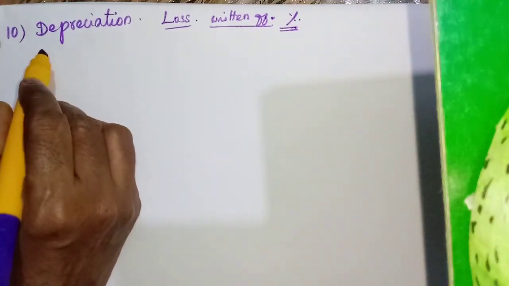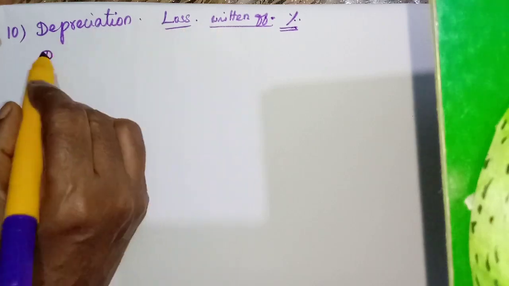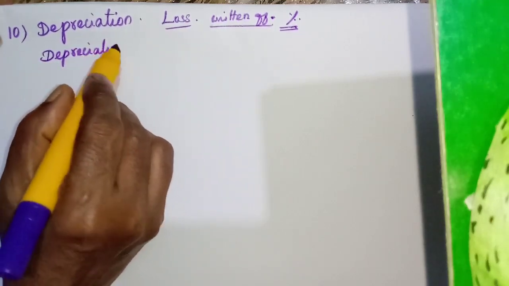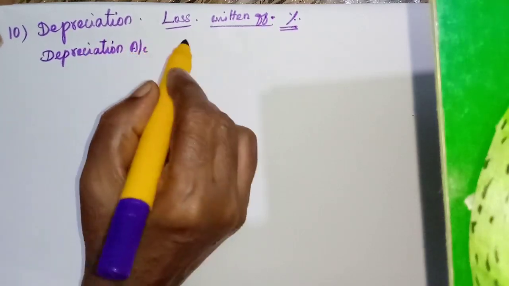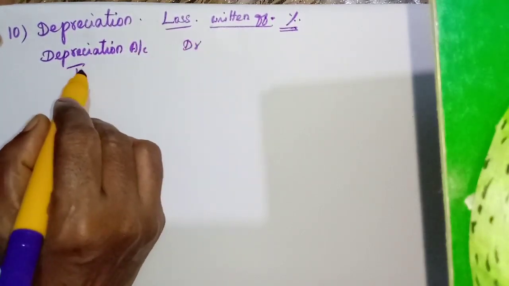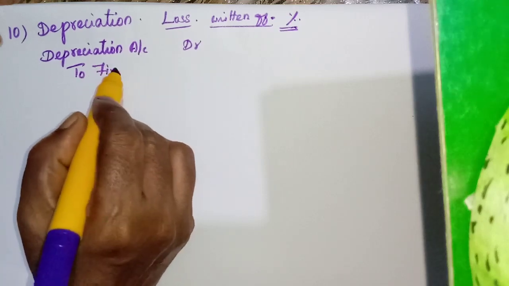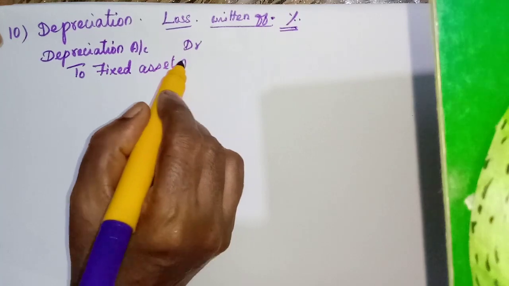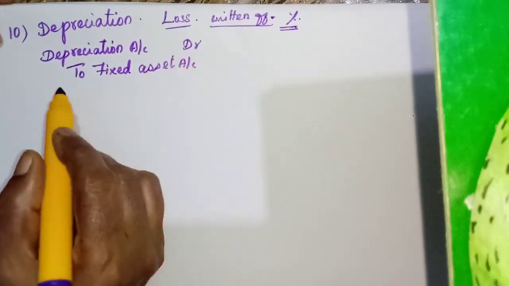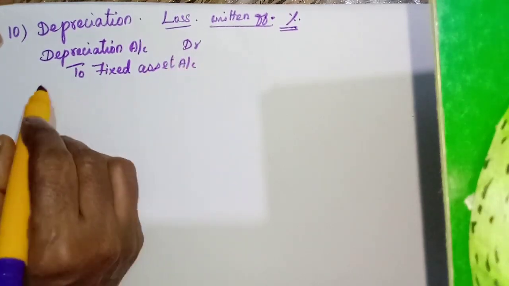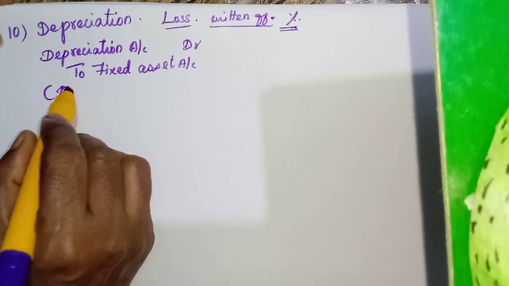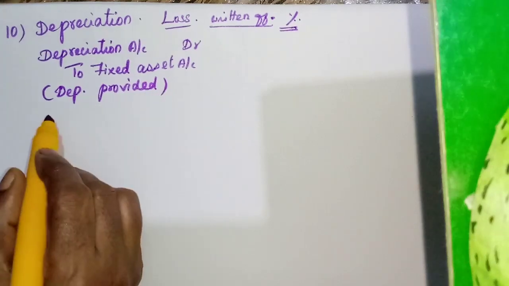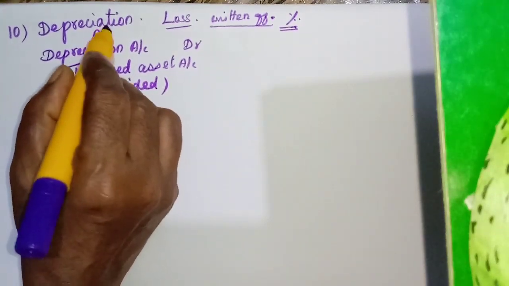What is the adjusting entry? Adjusting entry we have already learned, isn't it? Since depreciation is a loss, we need to debit the depreciation account. Depreciation account debtor to the concerned fixed asset. If it is furniture, furniture account; if it is machinery, we have to write machinery account. Then, depreciation provided. This is the adjusting entry.